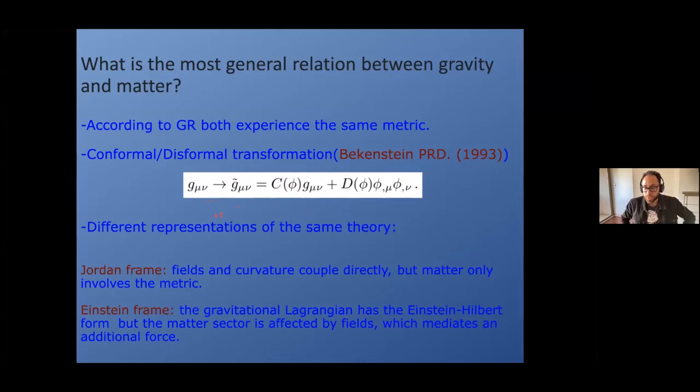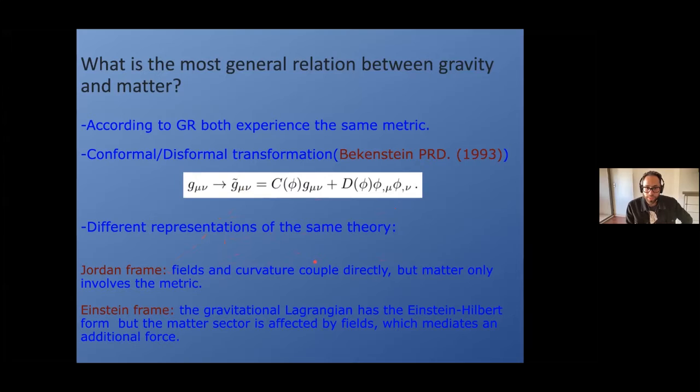So it means that if you want to describe some physical observable, at the end you can do it just by this metric or by this tilde metric, and you get the same results. So in the Jordan frame, you usually have some field that couples non-minimally to gravity, so there appears some curvature there. And matter in that case experiences only this kind of metric and is minimally coupled to gravity. In the Einstein frame, however, you have the opposite.